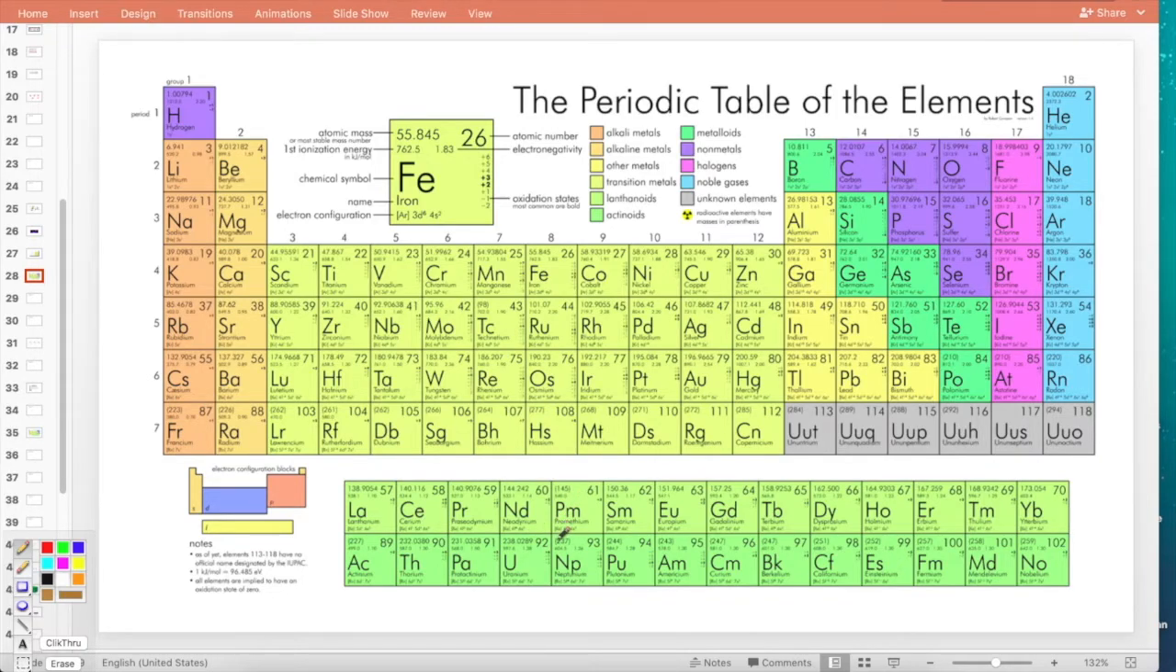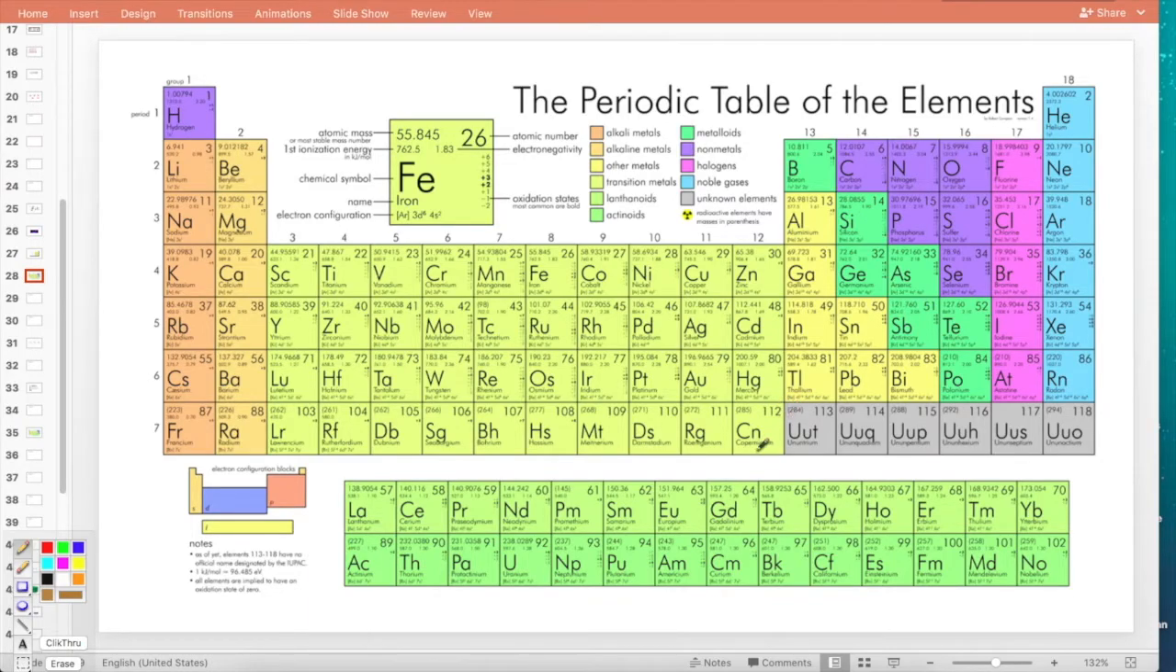Anyway, the table is an organized chart showing all the elements of the universe. Remember, elements are a specific type of atom. So this is the blueprint of the universe, really. What is the universe made of? What is your body made of? What is your dog made of? What is the air that you're breathing made of? Your computer, what is it made of?